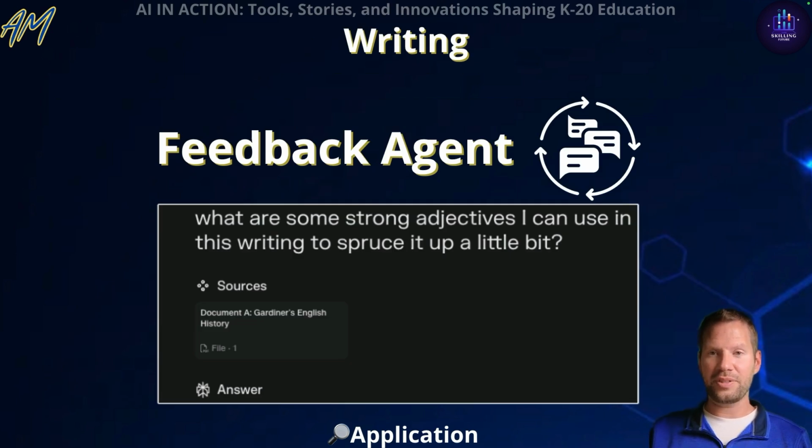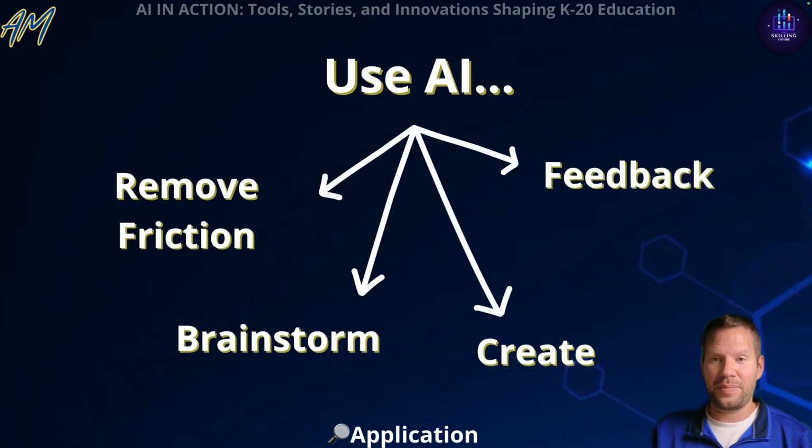Here's an example of a student using AI as a feedback agent. They put in a prompt saying, hey, I already wrote this. Can you help me use more strong adjectives to spruce it up a little bit? Here's the source. The AI didn't write it. The AI is iterating on the human content. That's a feedback agent. So some ways you should think about this.